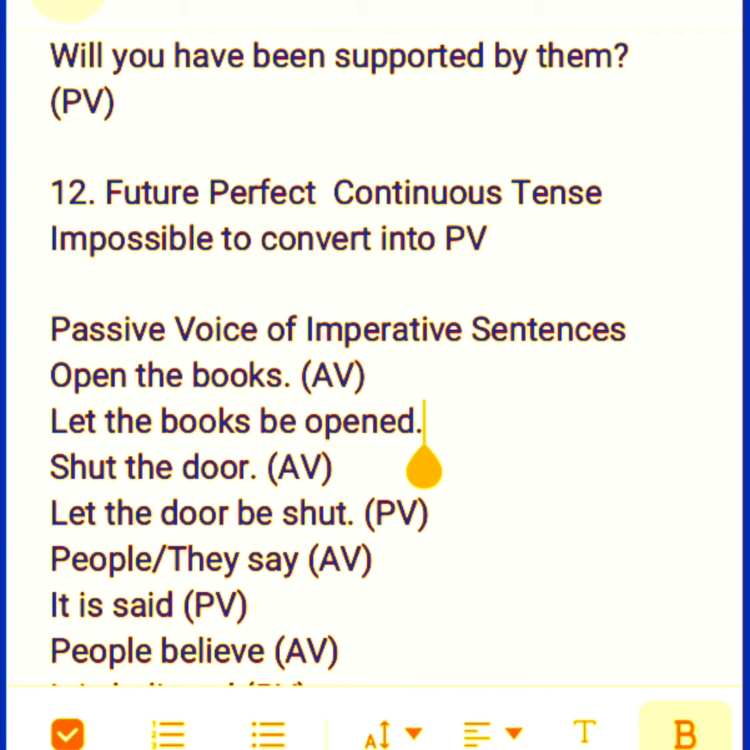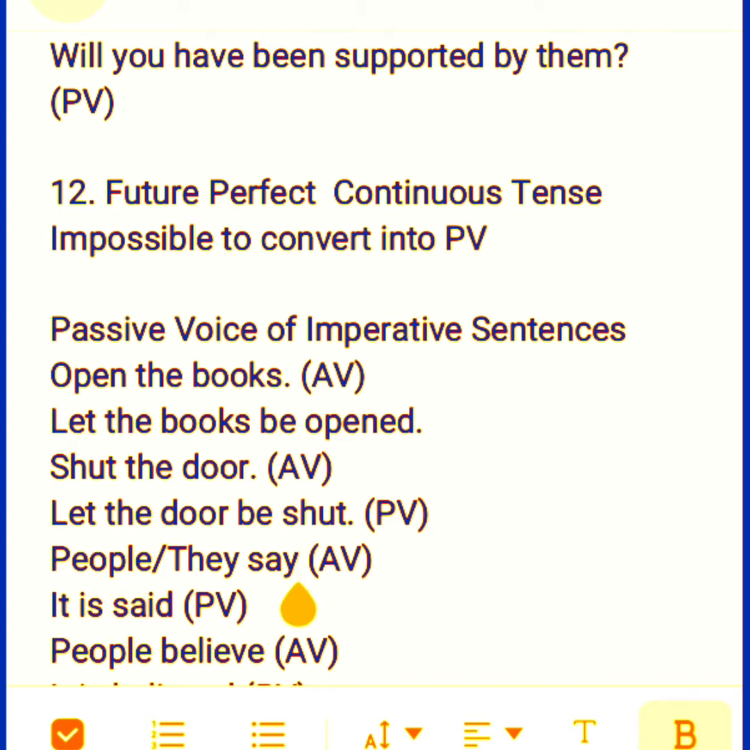Okay, so let the books be opened. This is passive voice. It's not necessary to even write by you. Okay, if you write, it's okay. Shut the door. Let the door be shut. Okay, this is clear.